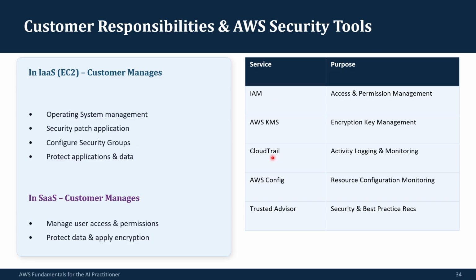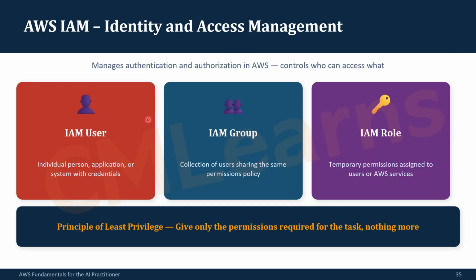So the services are IAM, Identity and Access Management, for key management, CloudTrail for logging and monitoring, and Config for resource configuration monitoring, Trusted Advisor for security and best practice checks. This is just a brief explanation of the services, but we will have a much more detailed explanation in further videos.